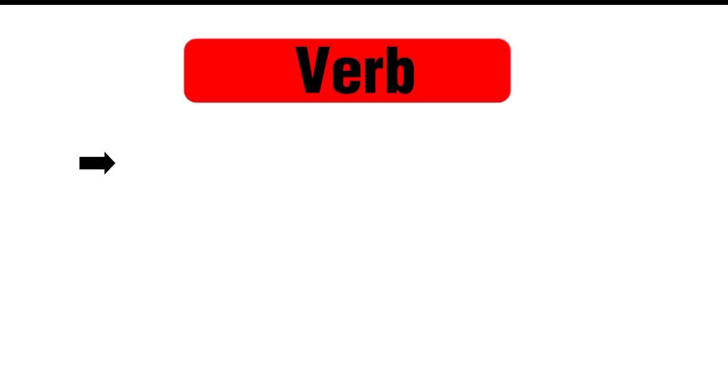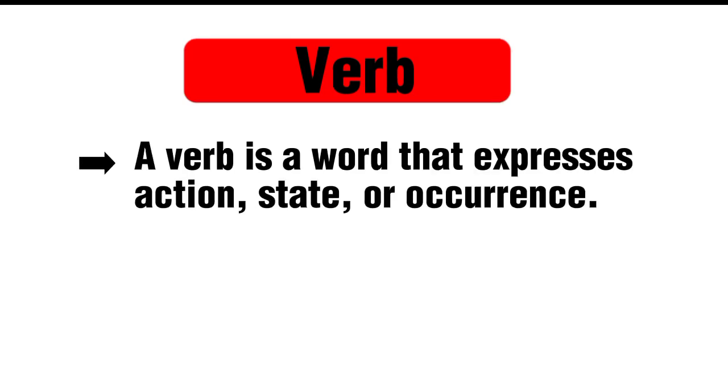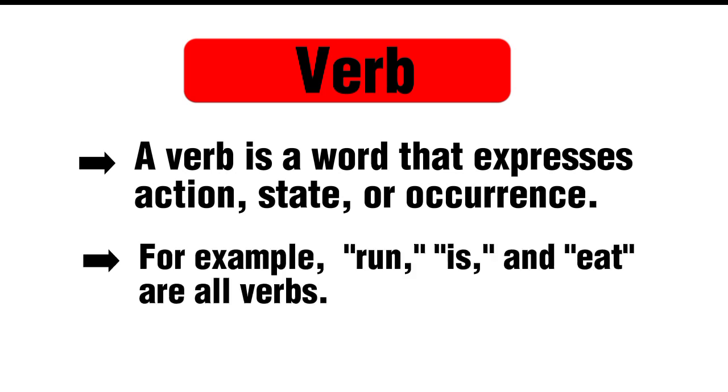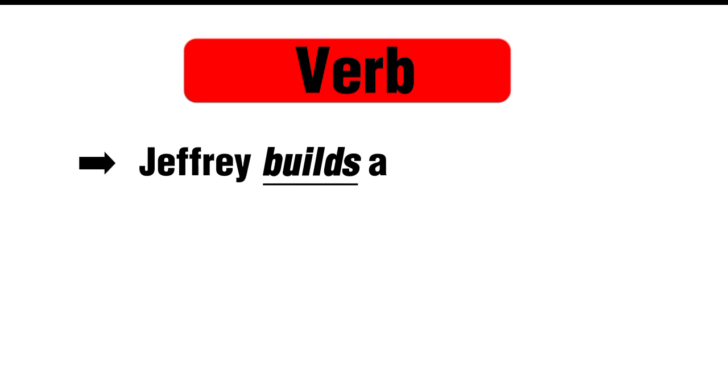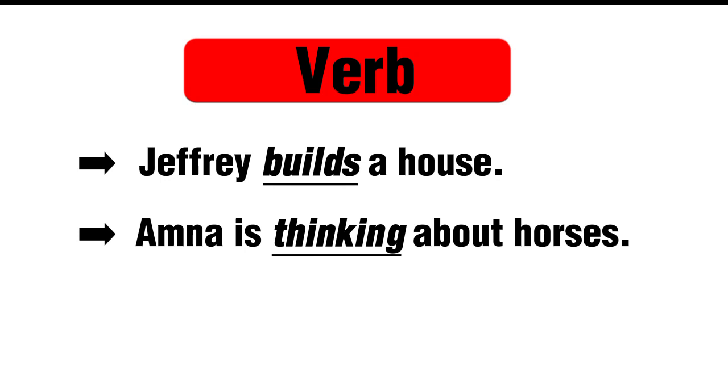Verb. A verb is a word that expresses action, state, or occurrence. For example, run, is, and eat are all verbs. Jeffrey builds a house. In this sentence, builds is the verb. Anna is thinking about horses. In this sentence, thinking is the verb.